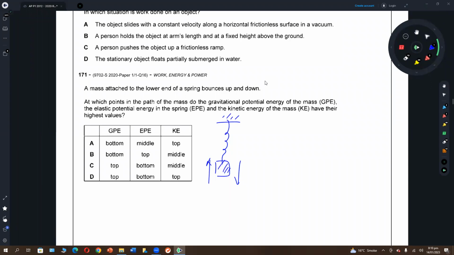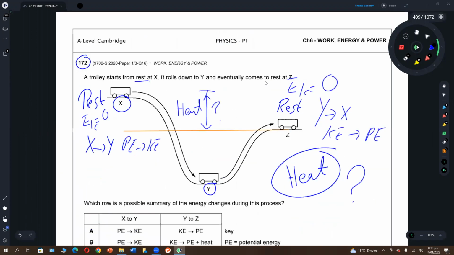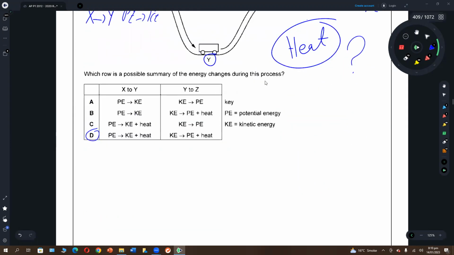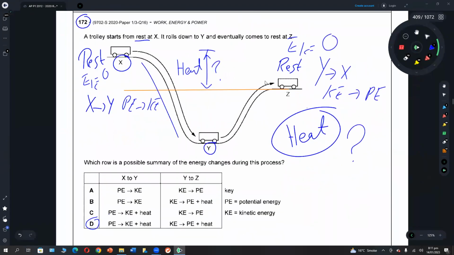Ali, why not B? Look at it again here. This is a point to clear. B cannot be there because X to Y, there must be some energy conversion to heat. If you suppose the track is producing some heat, it has to produce on both sides. B and C cannot both be right. B and C have a trap: heat must be present in both. When you come down, if there is heat, then there will be heat going up too, because the track is the same.